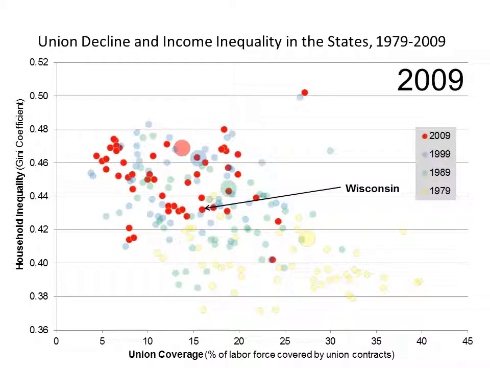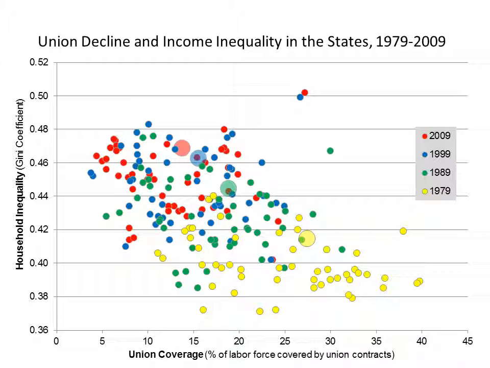And between 1999 and 2009, things get a little worse still. Union coverage, now under 14% nationally, is about half what it was in 1979. And in Wisconsin, the fall is just about the same, from a coverage rate in 1979 of 32% to just 16% 30 years later.